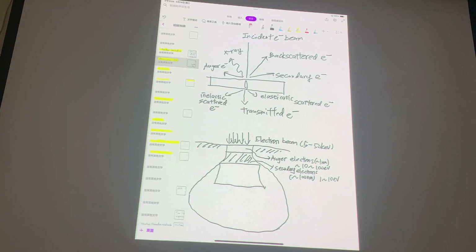If we move a little bit farther beyond, I'm typically drawing this like this. This area is what we call backscattering electrons. The penetration depth is about 1 micrometer, and the energy is typically around 10 keV. Good.